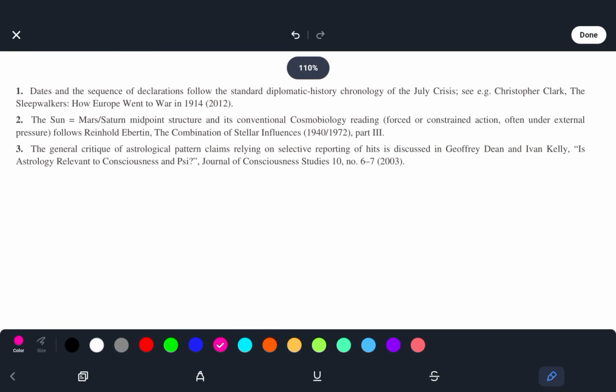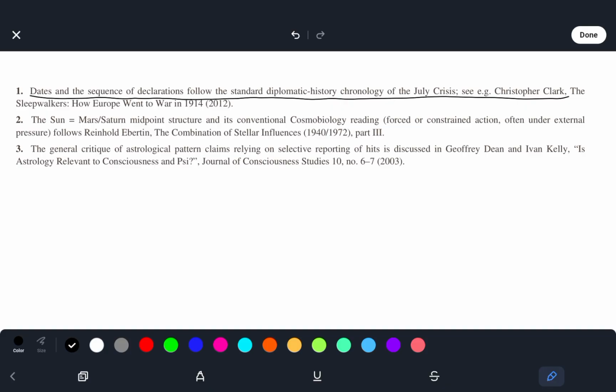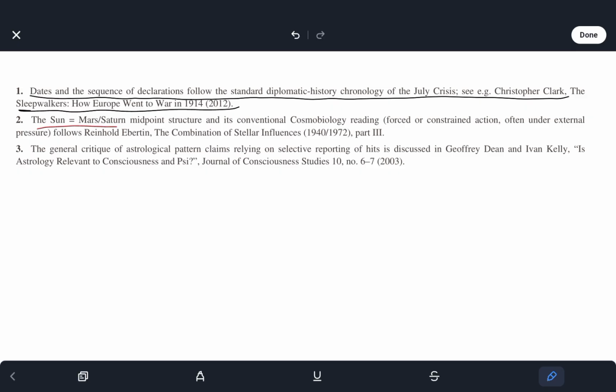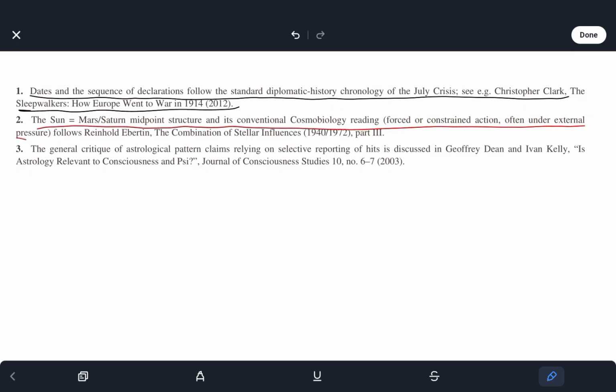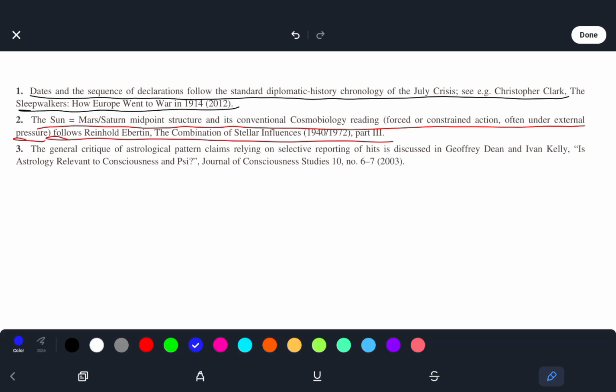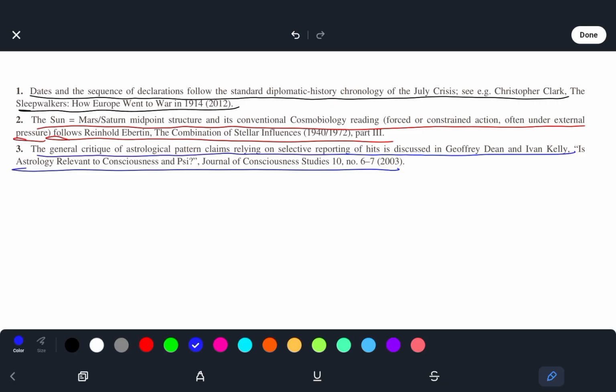In the notes here, we see dates and the sequence of declarations follow the standard diplomatic history chronology of the July crisis. See, for example, Christopher Clark, The Sleepwalkers: How Europe Went to War in 1914, 2012. The Sun equals Mars-Saturn midpoint structure and its conventional cosmobiology reading, forced or constrained action, often under external pressure, follows Reinhold Ebertin, The Combination of Stellar Influences, Part 3. The general critique of astrological pattern claims relying on selective reporting of hits is discussed in Jeffrey Dean and Ivan Kelly, Is Astrology Relevant to Consciousness and Psyche? Journal of Consciousness Studies, 10.